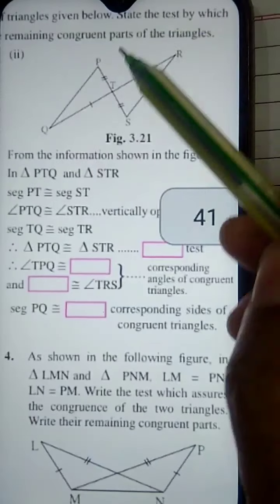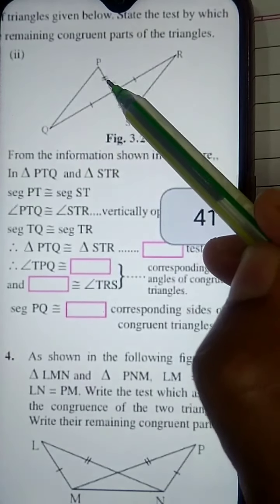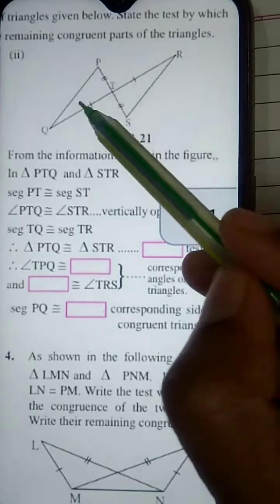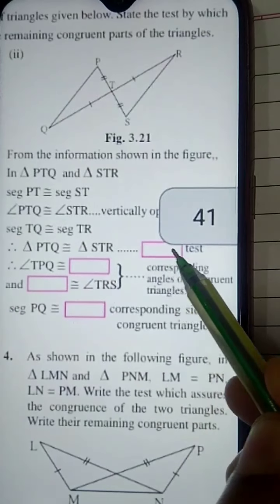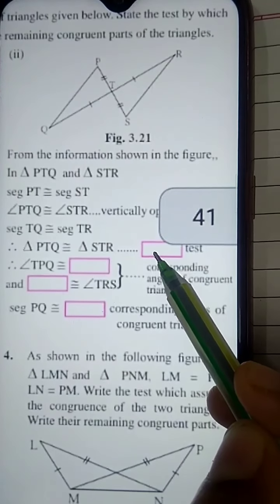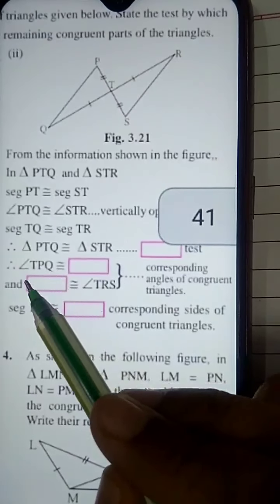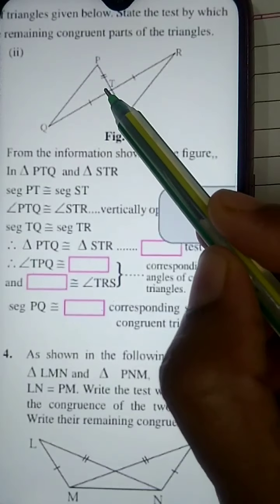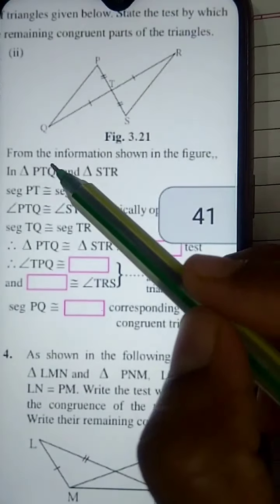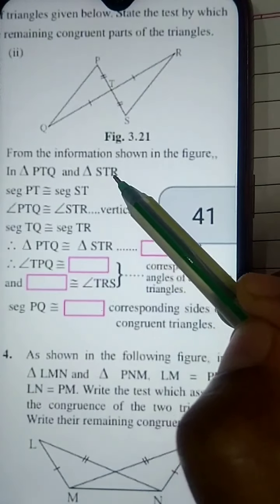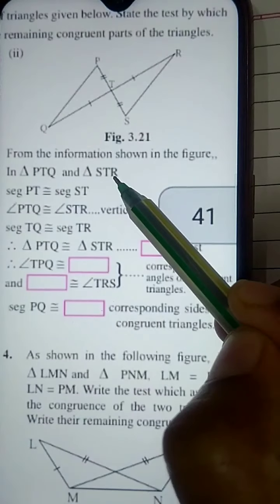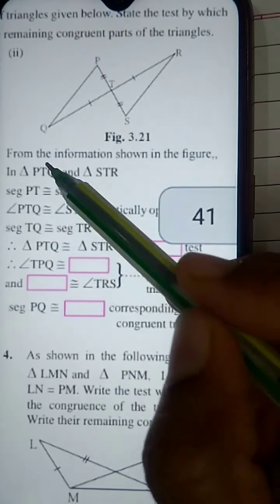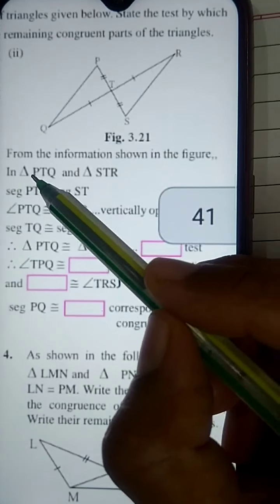Now let us guess the name of the test. Take the first triangle: side, angle, side. So both the triangles are congruent by the SAS test. In the first box you will write SAS test. Now which are the remaining angles and sides which are congruent? In SAS only one angle is taken, so which are the remaining angles? If you have written the name of the triangle correctly, from the name itself you can guess. See, angle TPQ is congruent to, how they have taken it, TPQ.